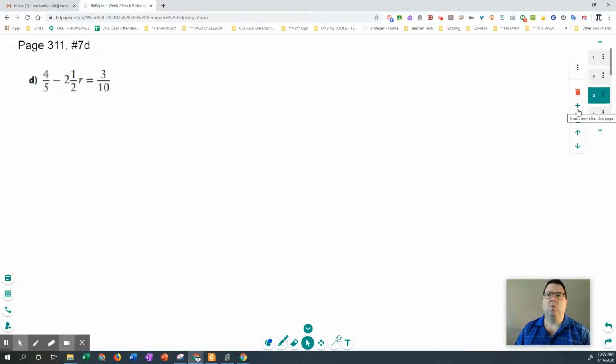Okay, so we're going to start with page 311, number 7D. All right, so what do we have here? We still have a two-step equation. Now, for some of you, I know that this may look a little bit complicated, where it's nicer when we live in the kingdom of whole numbers. So let's say a whole number version of this question might be something like 4 minus 2r is equal to, it doesn't really matter. Let's go with -6.